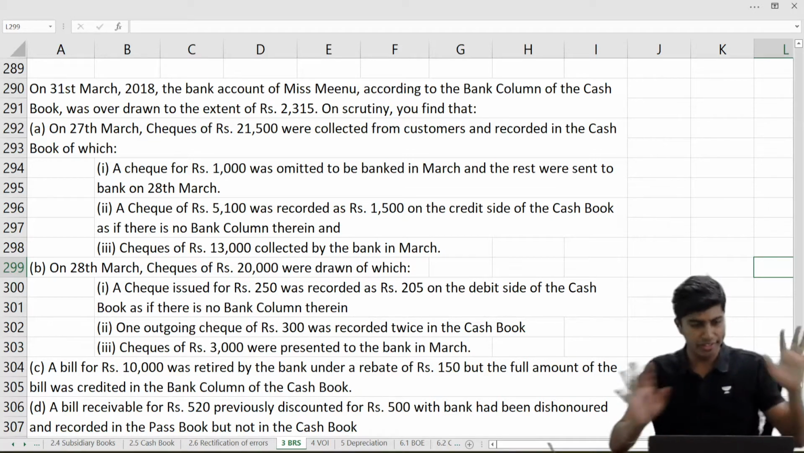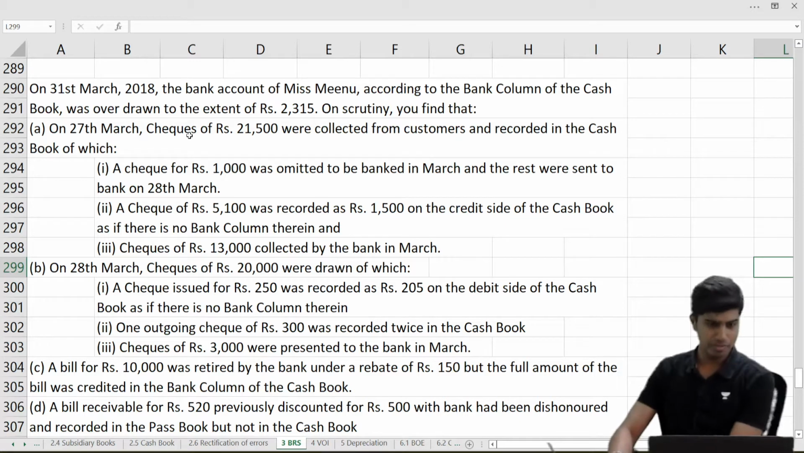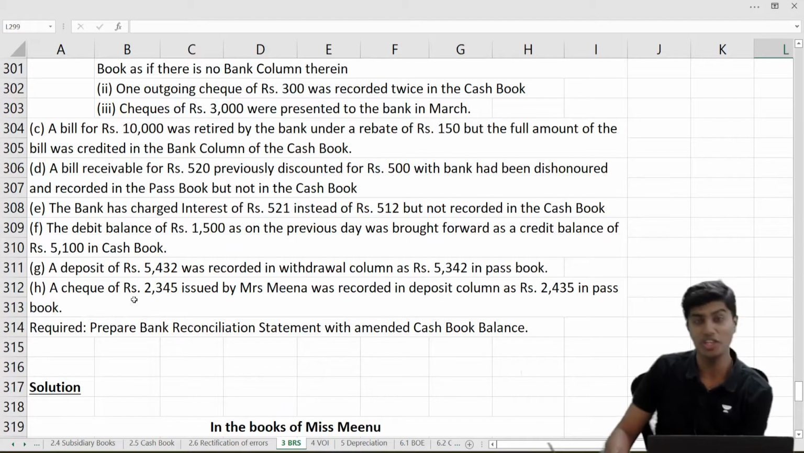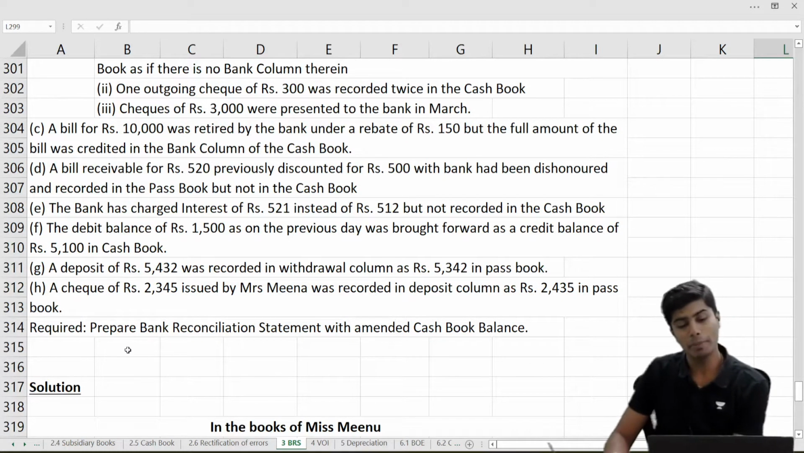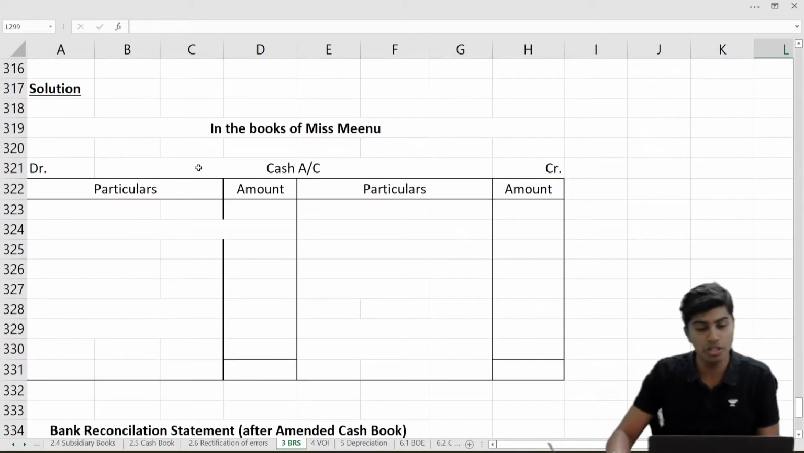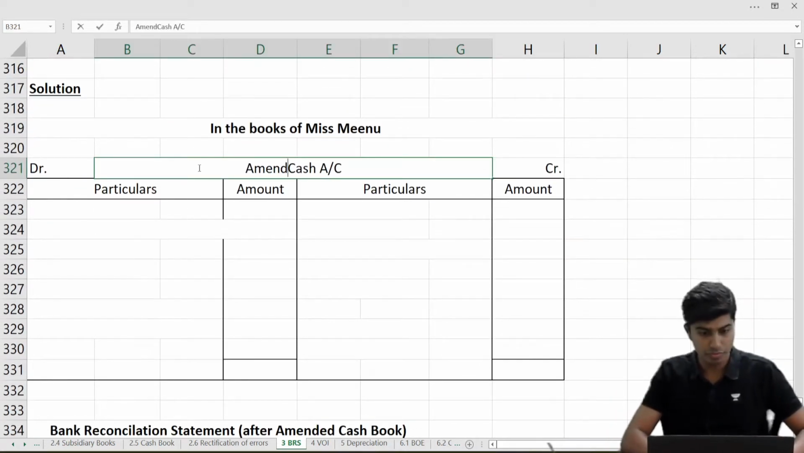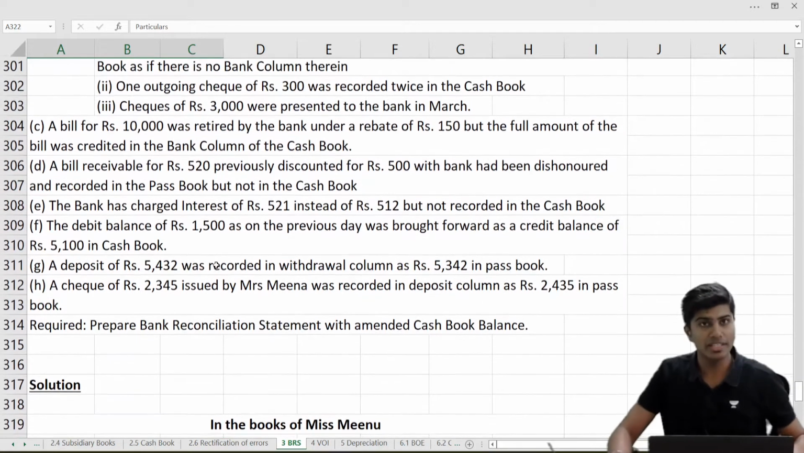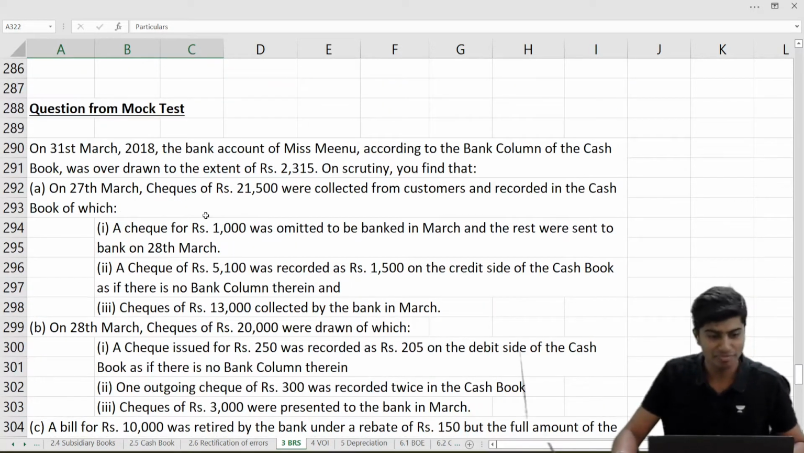On scrutiny, you find that they've given plenty of adjustments. Adjustment A with three sub adjustments, adjustment B with three sub adjustments. We have C, D, E, F, G, H. Great. Required: prepare bank reconciliation statement with amended cash book. So in this question they want us to prepare an amended cash book, and we are also required to prepare a bank reconciliation statement after the amended cash book as on 31st of March 2018. So why waste time? Let's get started. Shall we?